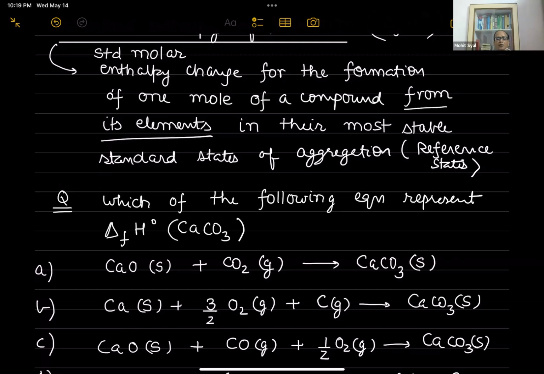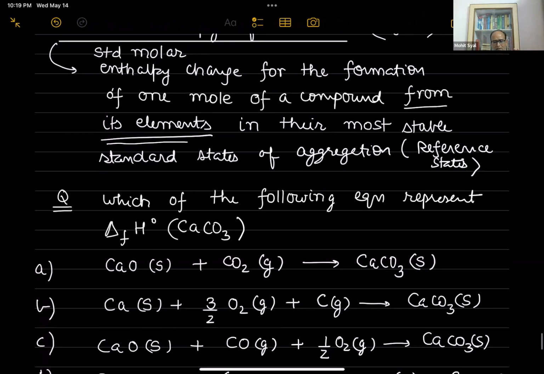So is it B? Yeah, you are very close to the answer. That should be from elements, pure elements. That you should take care of. The other thing is what I've written in there.